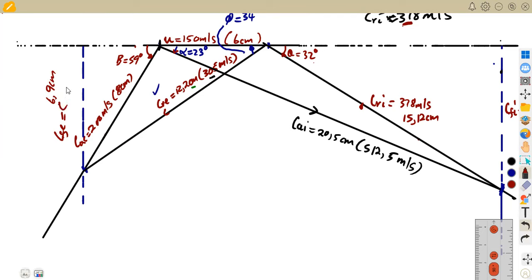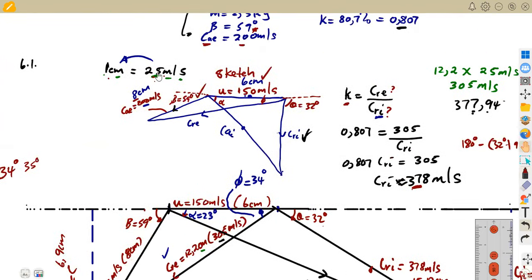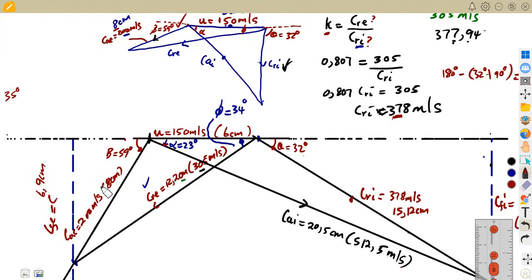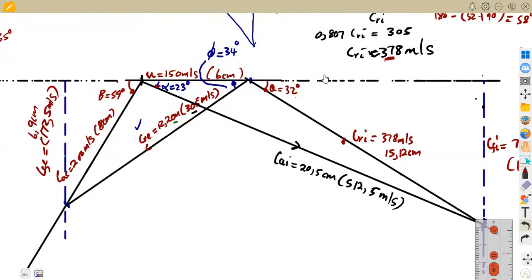But we need the velocity. So we go back to the conversion. 1 centimeter is representing 25 meters per second. So multiply by 25. This was going to be 172.5 meters per second. We have the velocity there at the exit. So then we can talk about the wheel velocities.